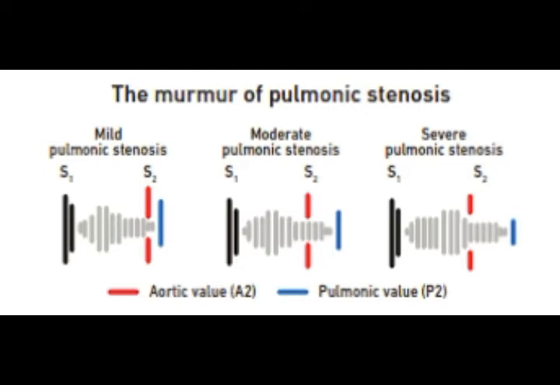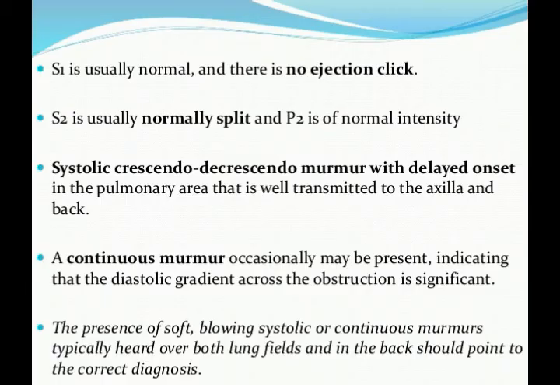Compared with the murmur of aortic stenosis, this murmur extends up to the aortic component of the S2 heart sound, and the murmur of pulmonic stenosis extends through this aortic component sound up to the pulmonic component of the S2 heart sound.